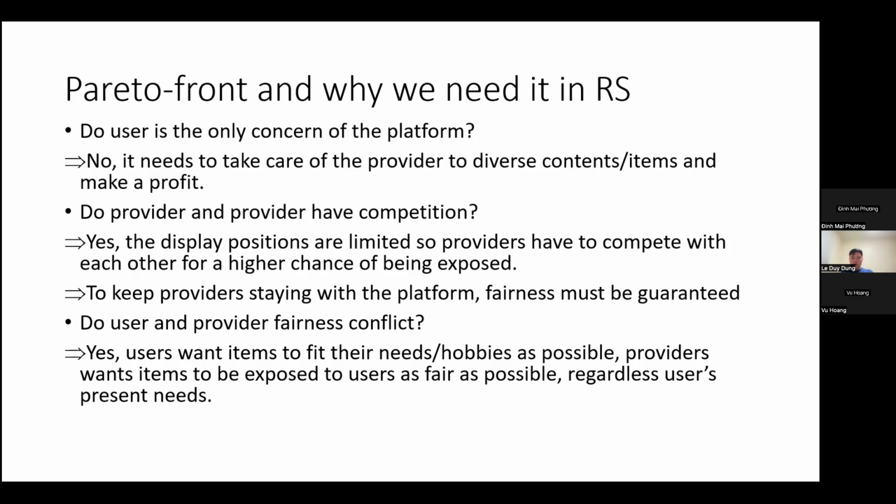So when you have to decide which recommender list should be displayed for the user, you have to consider the trade-off between the two objectives. First is the user utility, and secondly, the provider fairness, which keeps your platform long-lasting.